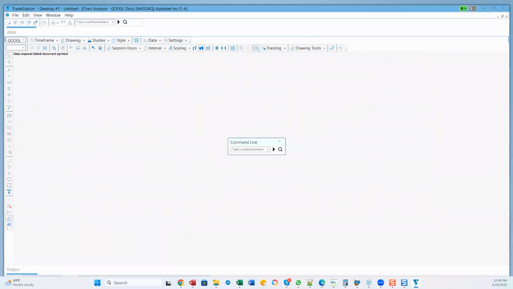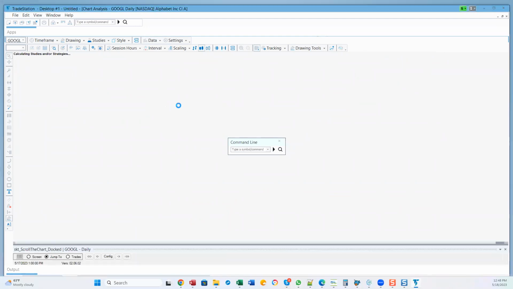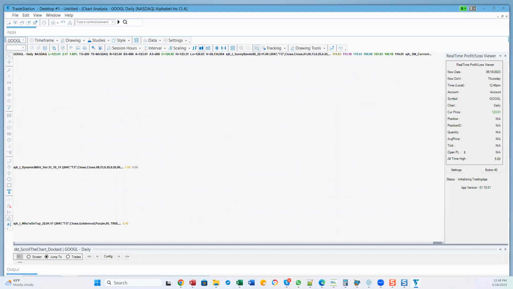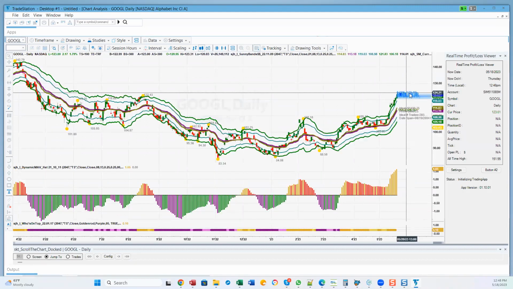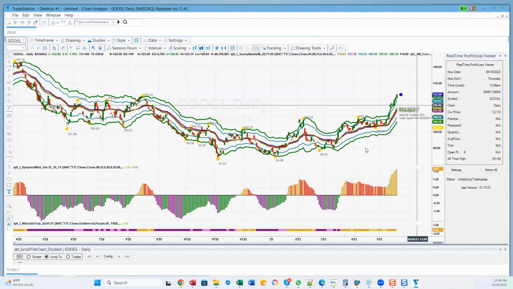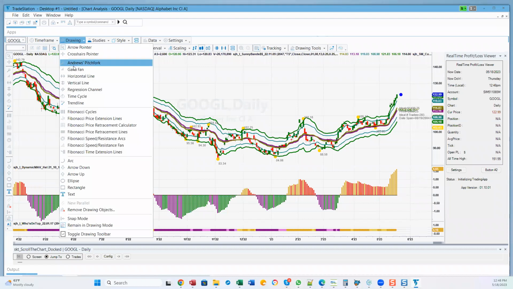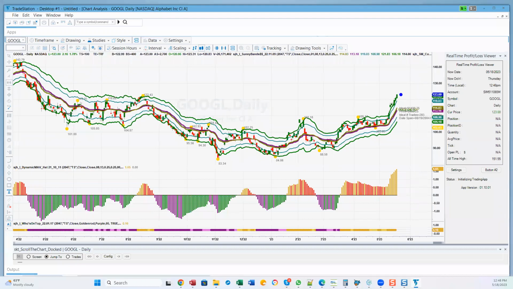Google. I saw it was doing something exciting the other day. I do have quite a bit of Google. We can take those fibs off because they're way out of line. But look at that. We've got a price following the upper outer band on and on up. That's just delightful. There is an attractor right where we are.